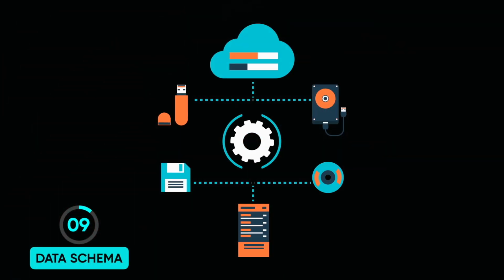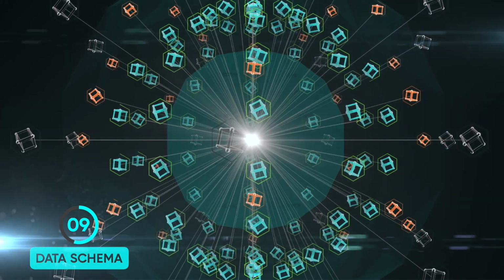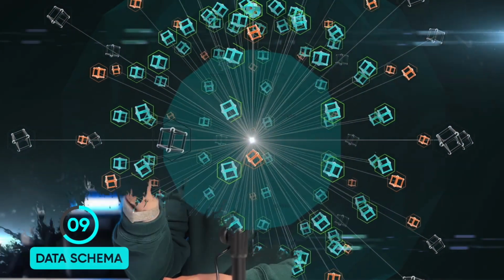Then we have data schema. So a database schema is an abstract design that represents the storage of your data in a database. And so it describes both the organization of data and the relationships between tables in a given database. And so developers plan a database schema in advance so that they know what components are necessary and how they will connect to each other.